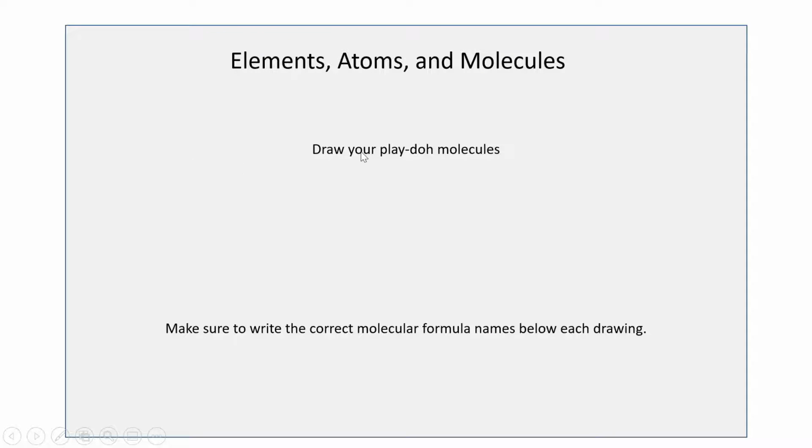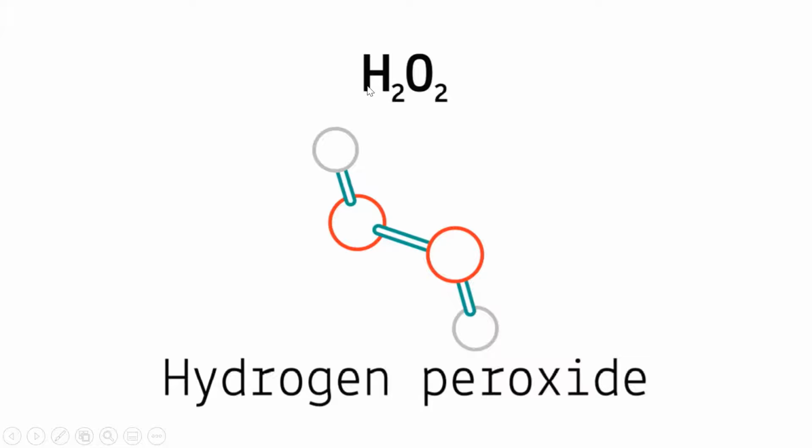Now make sure after you're done drawing your molecule that you write the correct molecular formula, which is the name, right, below or around your drawing. So for the first one, you're going to do H2O2. That is hydrogen peroxide. Two hydrogens, two oxygens.